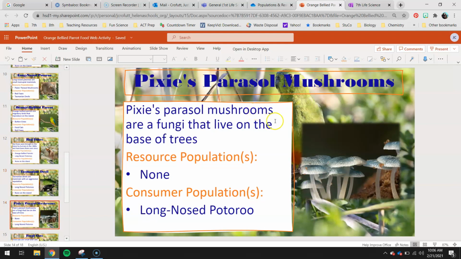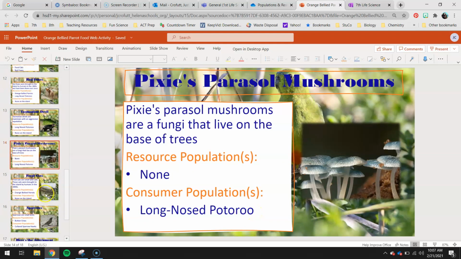Pixie's parasol mushrooms, that's what these little parasol mushrooms look like. A parasol is a type of umbrella, so it kind of looks like a little umbrella. Pixie's parasol mushrooms are fungi that live on the base of trees. They can make their own food or just absorb it from the ground, so they don't really need to kill and eat anything. They just absorb their nutrients from the ground around the base of the trees. As for consumer populations, the long-nosed potoroos love to make these little mushrooms their snacks.